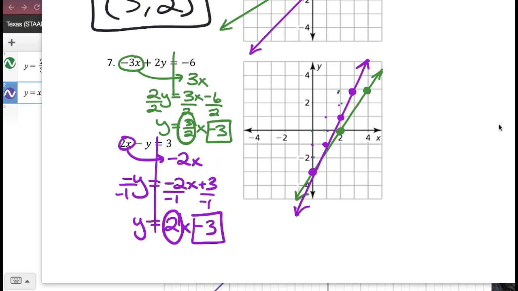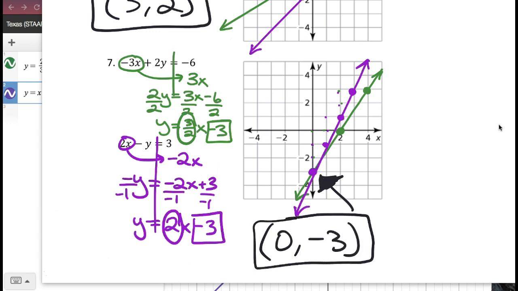Where does the solution to this system appear? Yeah, hopefully you notice that the solution to this system appears right here. That is the coordinate 0, -3. 0, -3 is the coordinate pair that is the solution to this system of equations.